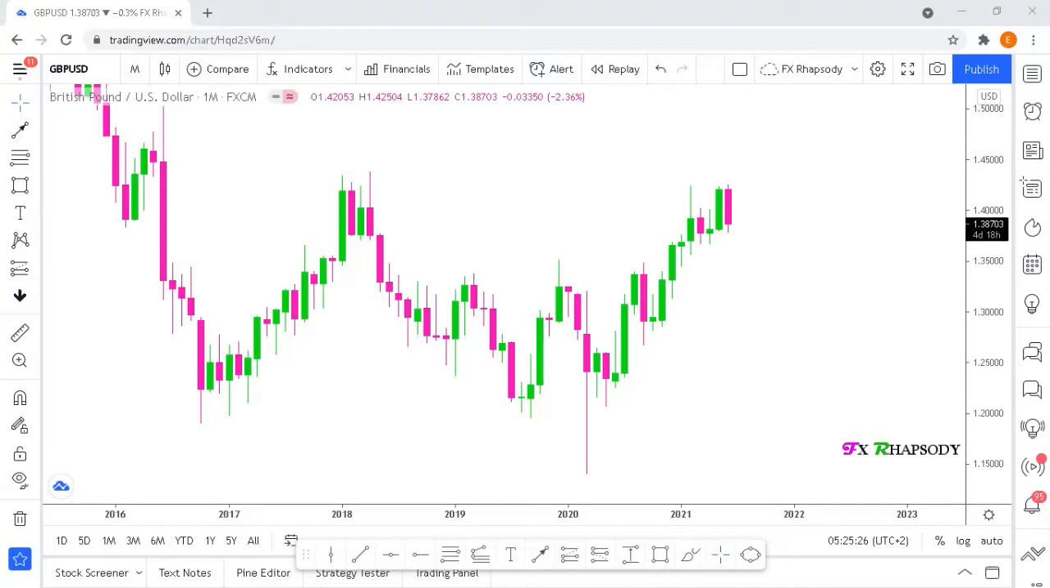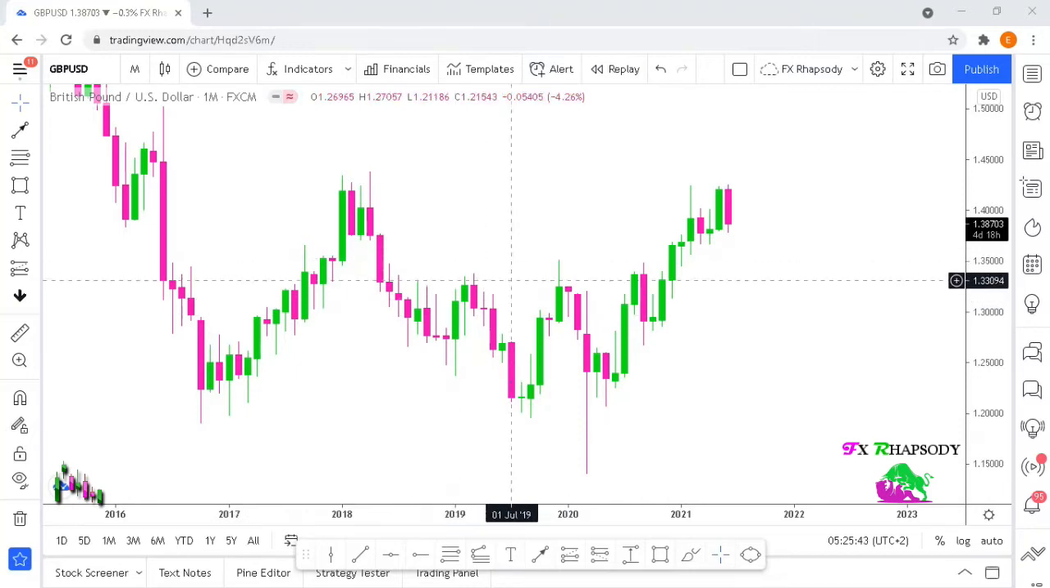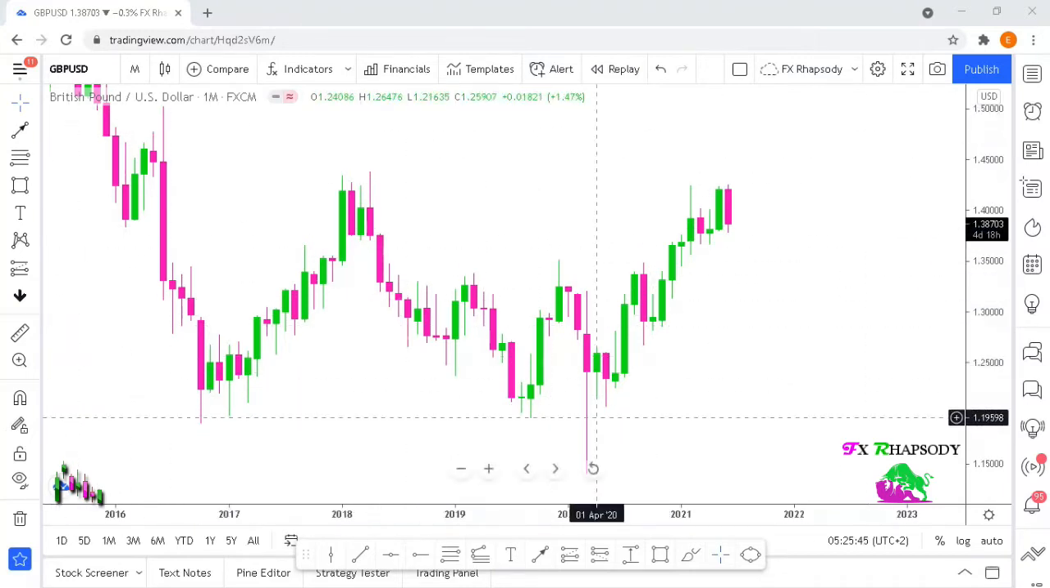Today we're going to be looking at the British pound US dollar and also the British pound Japanese yen. We're going to be looking at the chart to see what the charts are showing us, and then we're also going to be confirming that with the updated COT reports.